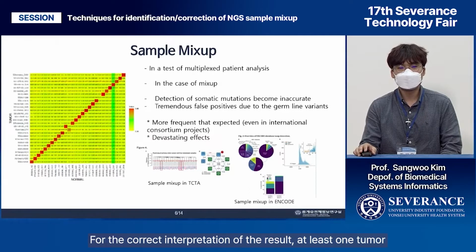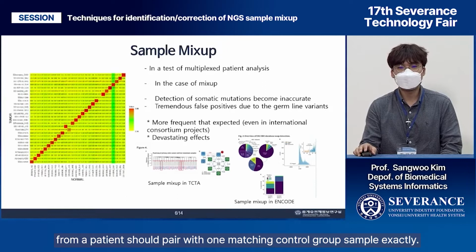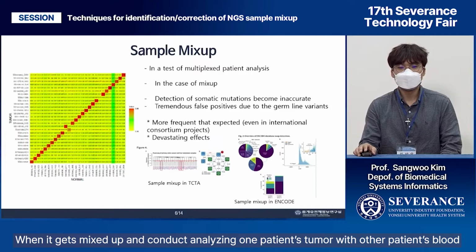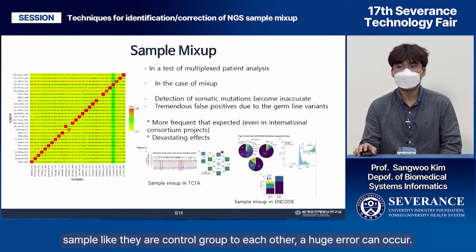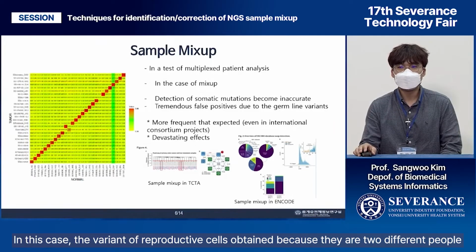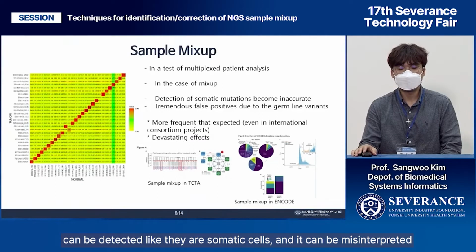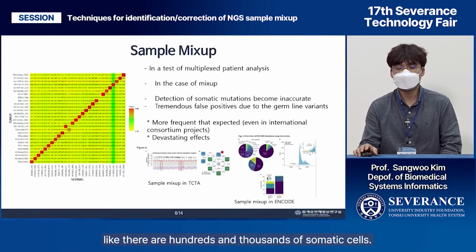For the correct interpretation of the result, at least one tumor from a patient should pair exactly with one matching control group sample. When it gets mixed up and one patient's tumor is analyzed with another patient's blood sample as if they were control groups for each other, a huge error can occur. In this case, germline variants, which are obtained because they are two different people, can be detected as if they were somatic variants, and it can be misinterpreted as if there are hundreds or thousands of somatic variants.